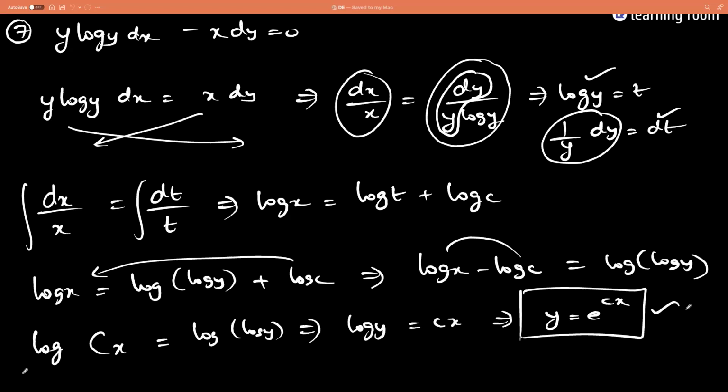Sir, tell me that, sir, log x minus log c, how did it become like log cx? See, log x by small c. Yes, sir. So that 1 by small c, I took it as capital C and wrote it as cx. Another constant. Okay, sir. Yeah, some other constant.